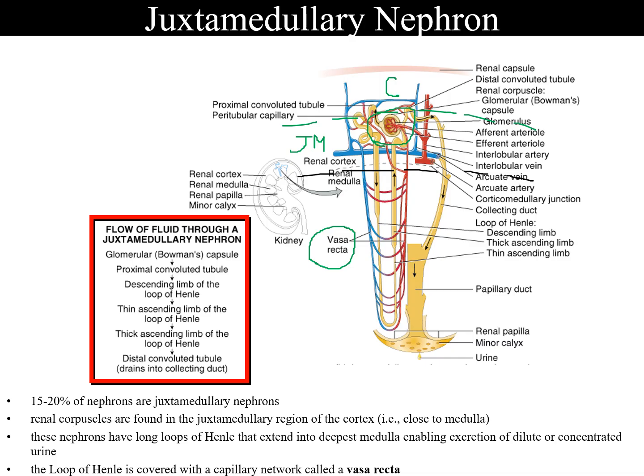You may have learned in anatomy that the vasa recta is the part of the capillary network that covers the loop of Henle, and that's fine. But you can see where its name came from because it looks very distinct in the juxtamedullary nephron.